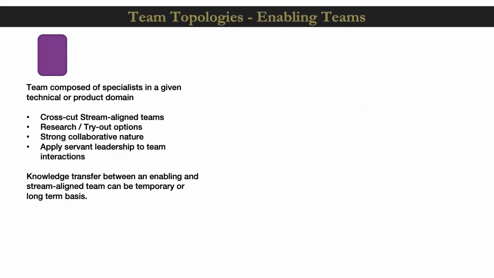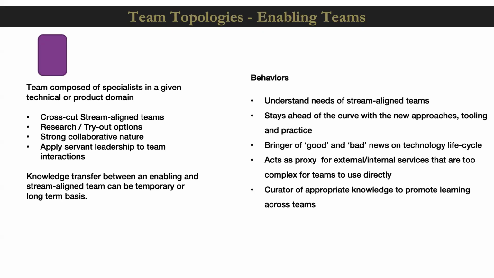Next up are enabling teams. These are comprised of specialists in a given technical or product domain. They cross-cut the stream aligned teams. They research and try out options, have a very strong collaborative nature, and they apply servant leadership to team interactions. You might also be able to analyze enabling teams as teams that are focused purely on a component, and some of the behaviors also point in that direction.